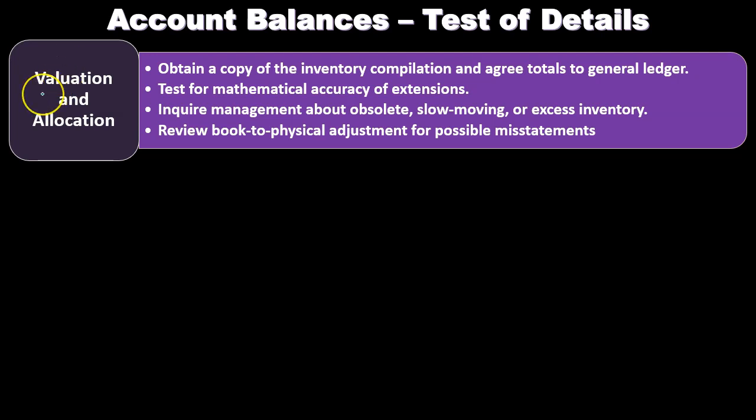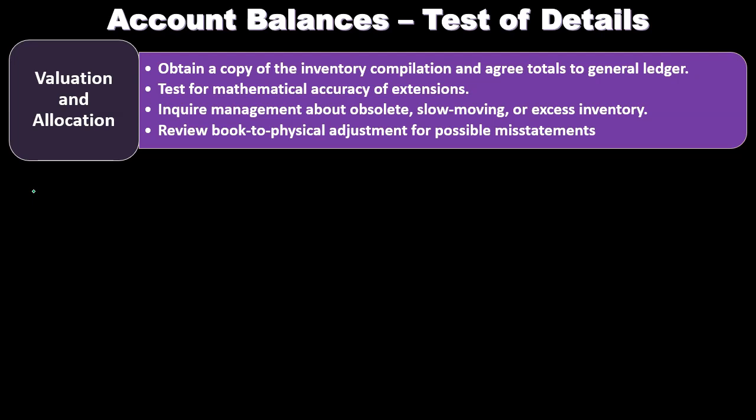Then we have valuation and allocation. Obtain a copy of inventory compilation and agree totals to the general ledger. So we're going to get a copy of the inventory compilation, and then we're going to agree that to the general ledger amounts, the end amounts related to inventory. Then we're going to test for mathematical accuracy of extensions, and inquire of management about obsolete, slow-moving, or excess inventory. And this is always something that we have to use our best judgment on with regards to slow-moving inventory. Does it need to be reduced in value? So we'll have inquiry about that.